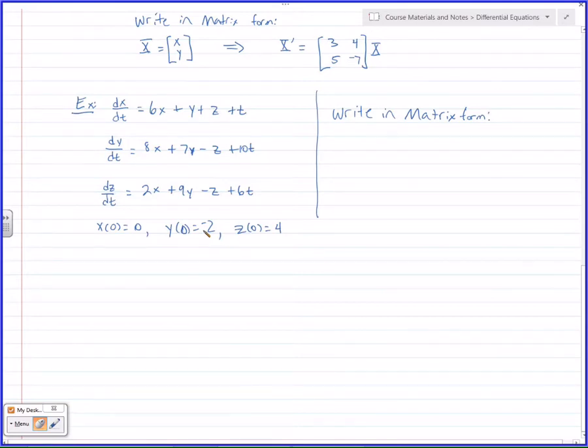Okay, so if we let capital X be x, y, and z, I would write it as, and your matrix is [6, 1, 1; 8, 7, negative 1; 2, 9, negative 1].